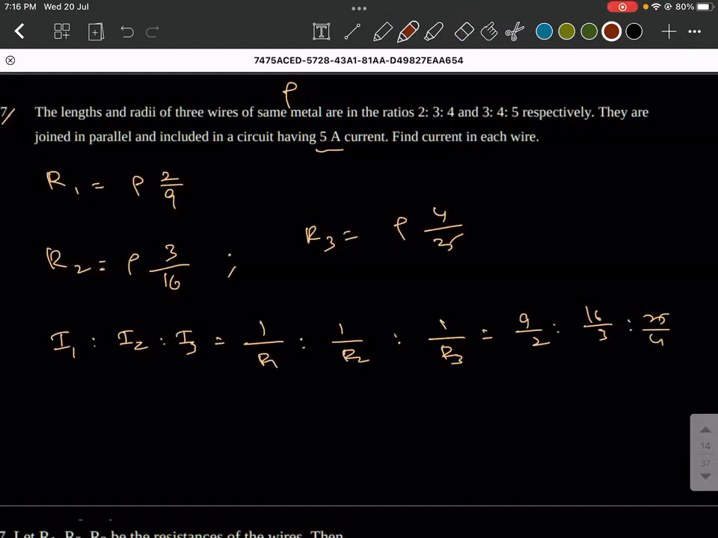Any doubt in this? So what will the ratio come out to be? With denominators 2, 3, 4, the common multiple is 12. Multiplying 9 by 2 with 12 gives 54. I'm multiplying everything with 12 so that the denominators cancel.